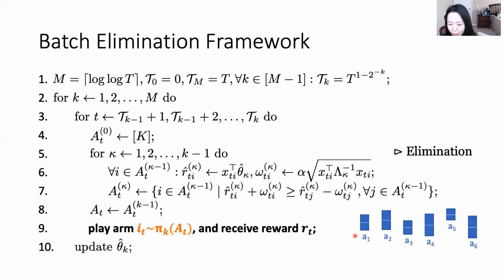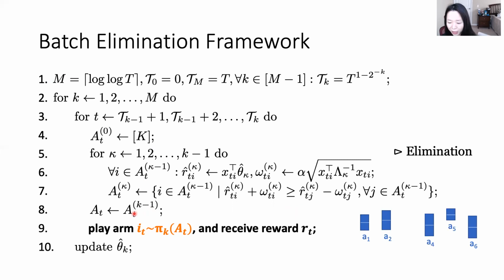For example, here, notice that the confidence interval of arm 3 is completely below arm 5, so that's when we want to eliminate arm 3. Notice that elimination is not a new technique in bandit algorithms, but usually we use uniform length of confidence interval in the same round of elimination, so that the regret analysis is easier. But here we have different confidence intervals for different arms.